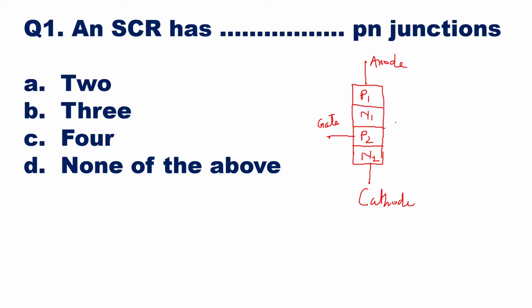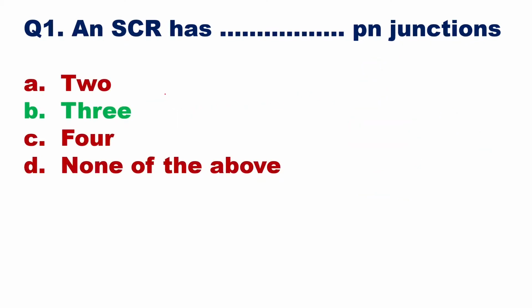Now, in this first question, it has been asked how many PN junctions this structure has. If you see, this is the first junction, J1. This is the second junction, J2. And this is the third junction, J3. So totally it is having 3 PN junctions. So here the right answer will be option B, that is 3. So you can see the answer for question number 1 is: an SCR has 3 PN junctions.